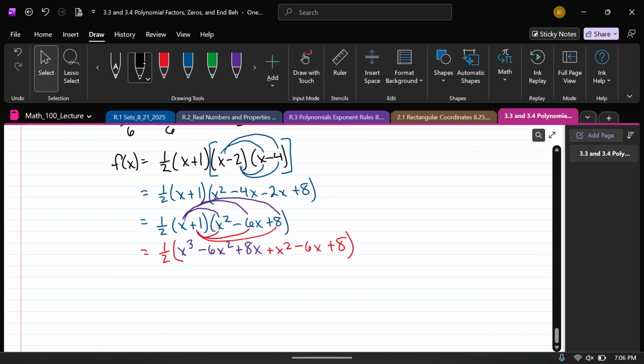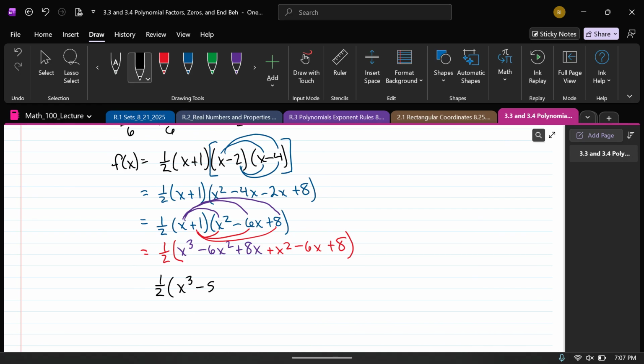So I'm going to simplify this one. I'm going to have the 1/2 times x cubed minus 5x squared, because negative 6x squared and positive 1x squared makes negative 5x squared. And then positive 8x and negative 6x would be positive 2x. And then we got the plus 8. We are one step away from finishing this problem. So I'm going to distribute the 1/2 to everything in the parentheses. That's the last step. And finally, we're done.